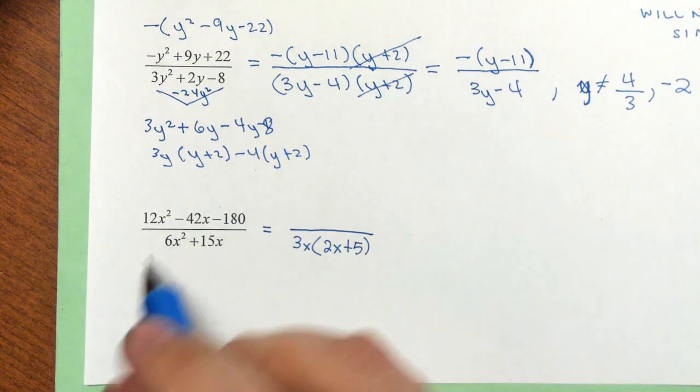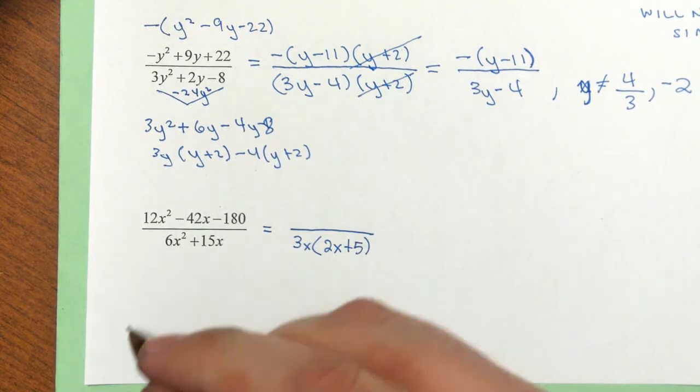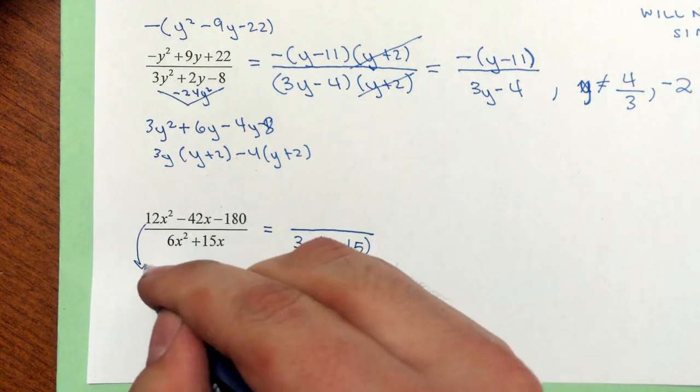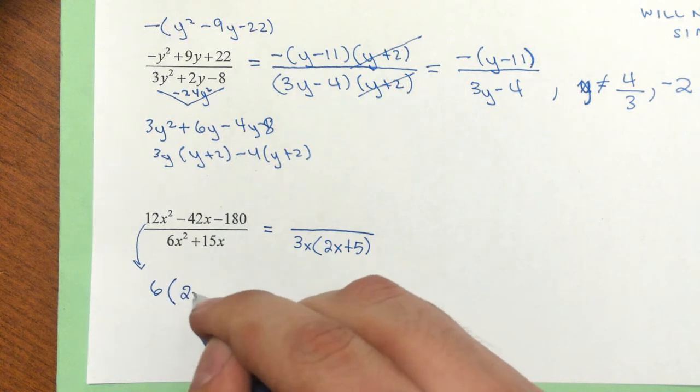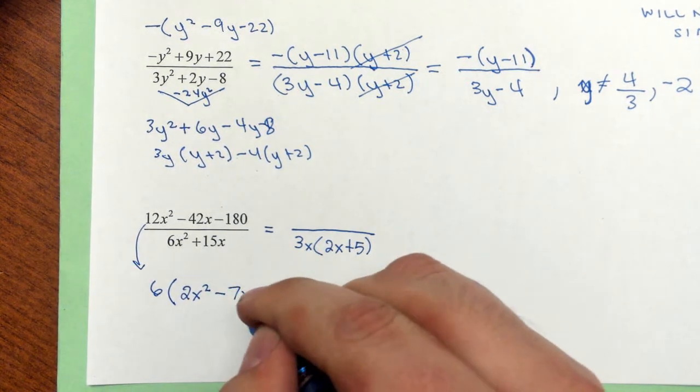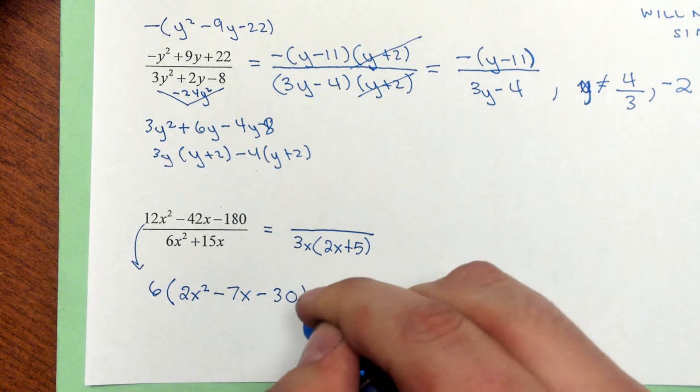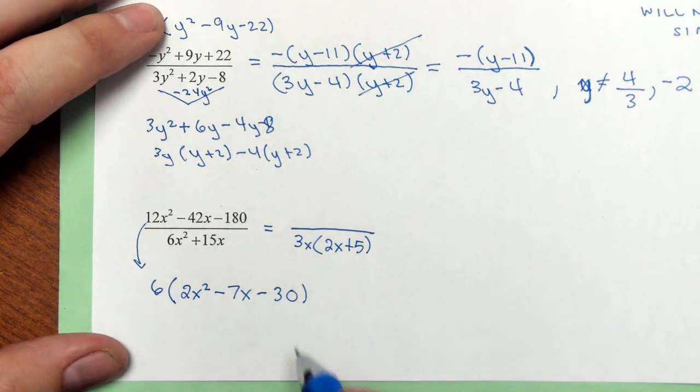In my numerator, 12x squared minus 42x minus 180, I can see that 6 is a common factor. If I take that out, I will have 2x squared minus 7x minus 30. And then I'm going to try and factor this.